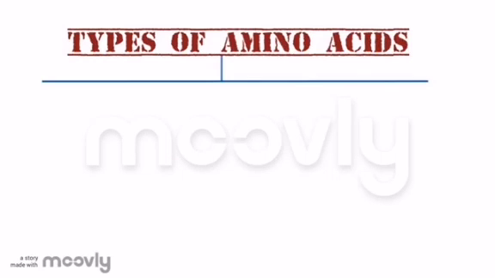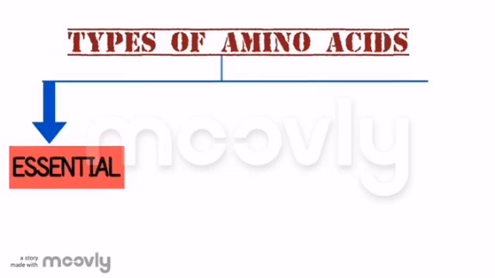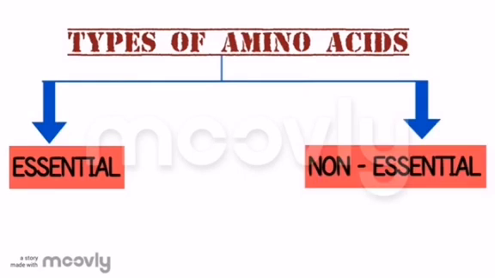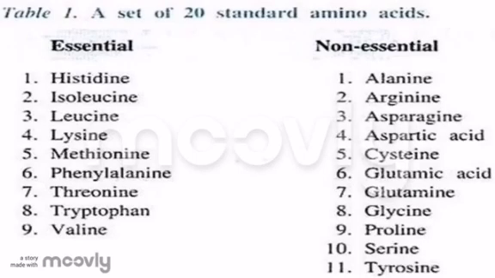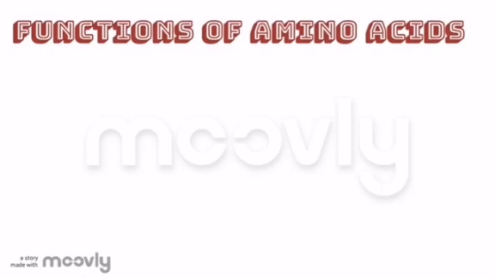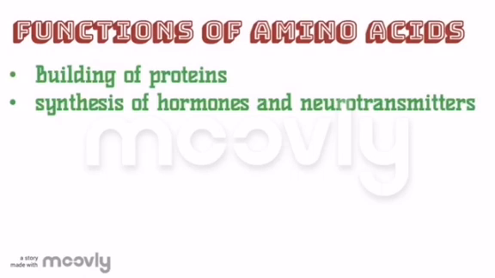Types of amino acids. There are two types of amino acids: essential amino acids and non-essential amino acids. The following is a table of essential and non-essential amino acids. Functions of the amino acids. Amino acids are needed for vital processes like building of proteins and synthesis of hormones and neurotransmitters.